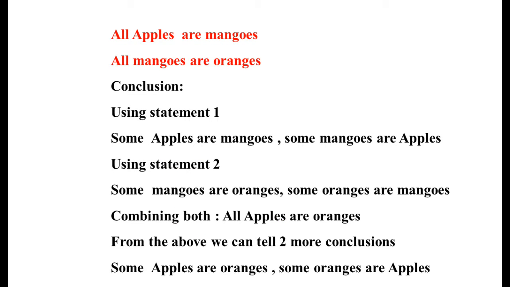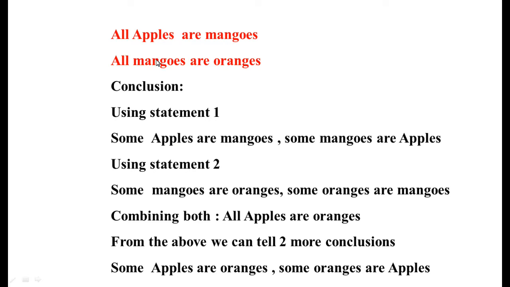All apples are mangoes, all mangoes are oranges. These two statements are given. How to make a conclusion? Okay. All apples are mangoes. Just see the first statement. Using the first statement, what we can write is some apples are mangoes. That means we can replace this all with some, because some is a subset of all. So some apples are mangoes. Since some is reversible, as I said in the previous video, so some mangoes are apples.